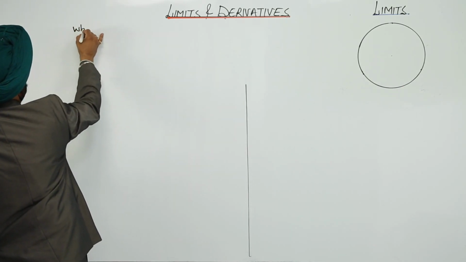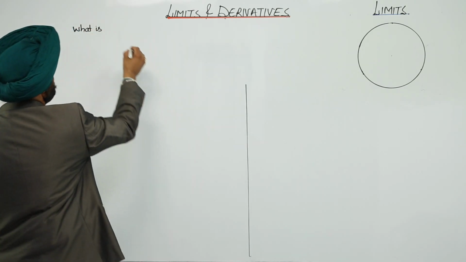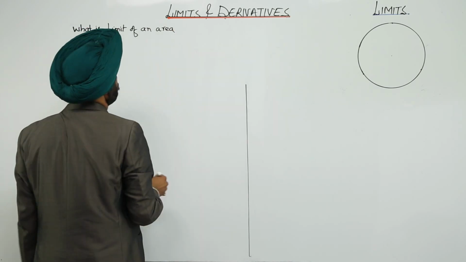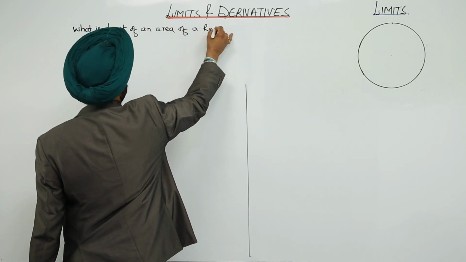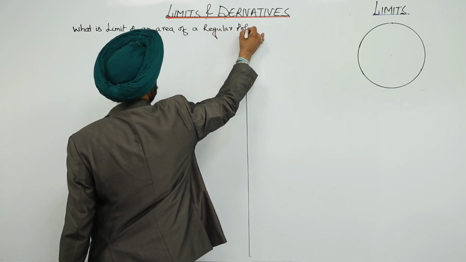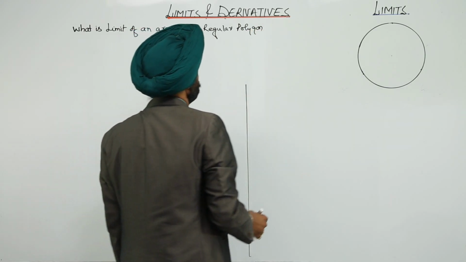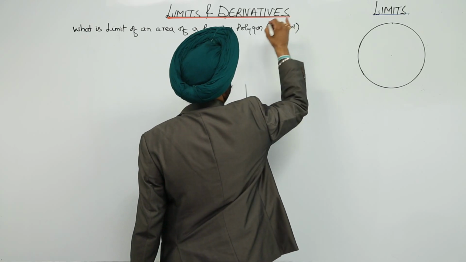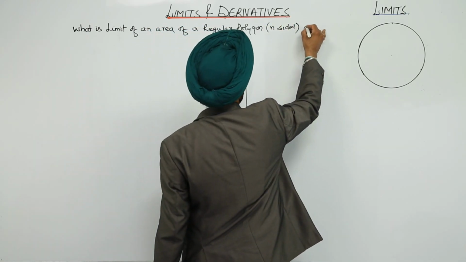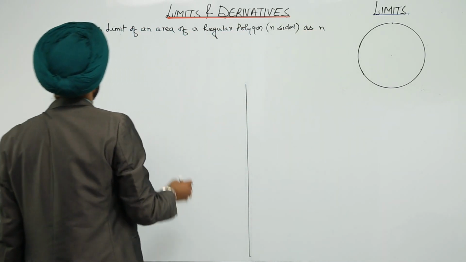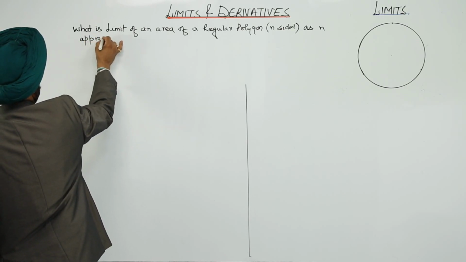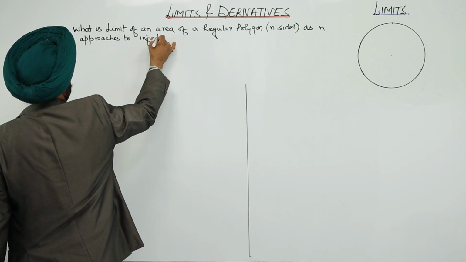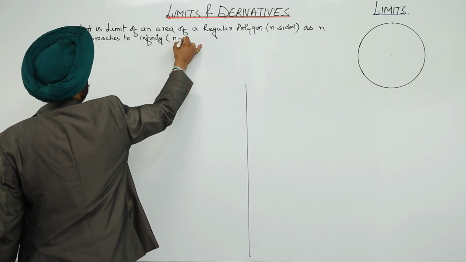What is the limit of an area of a regular polygon, n sided, as n approaches to infinity? We are writing it like this.